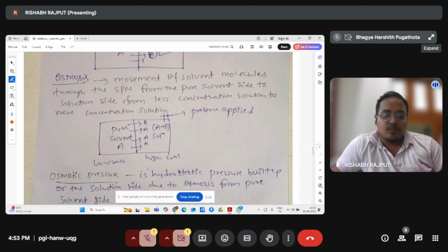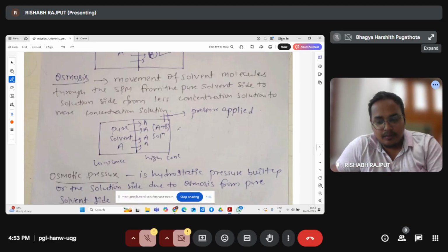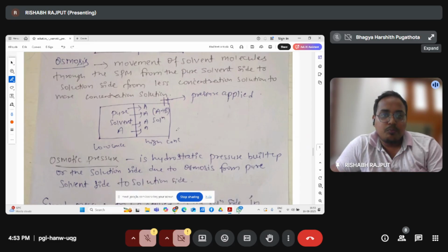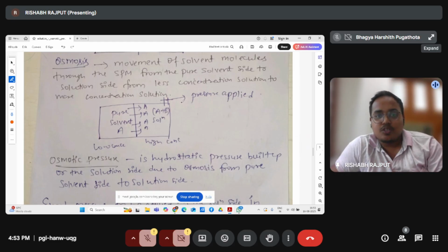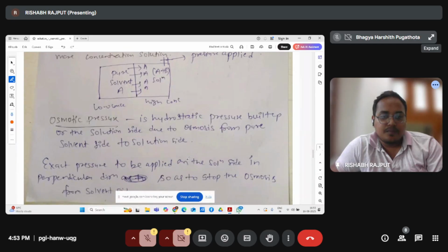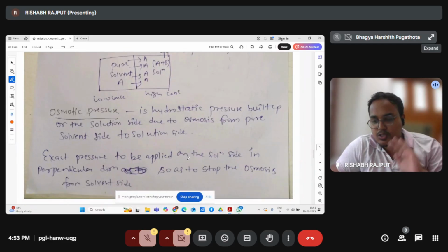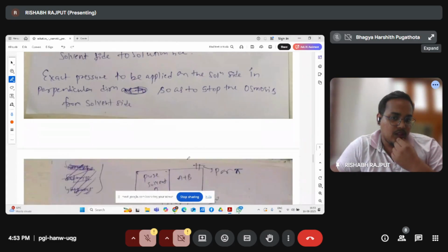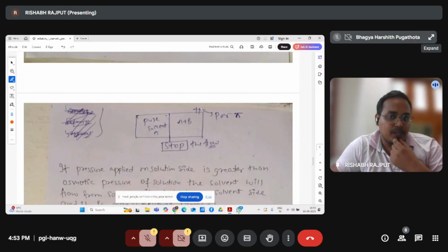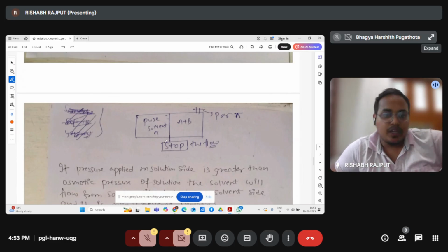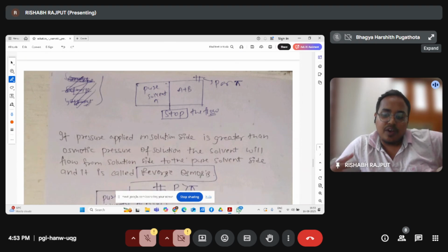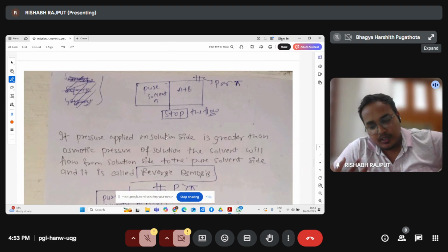So what is the meaning of osmotic pressure? When you apply pressure on the right side, the solution side, the movement of your solvent to the right side will stop. That we call osmotic pressure. We apply it just to stop the flow from pure solvent to the right side. If you apply pressure, it becomes osmotic pressure. What is the meaning of that? They stop the flow.